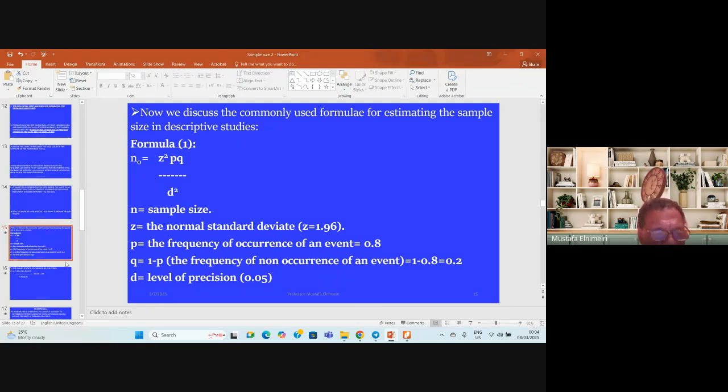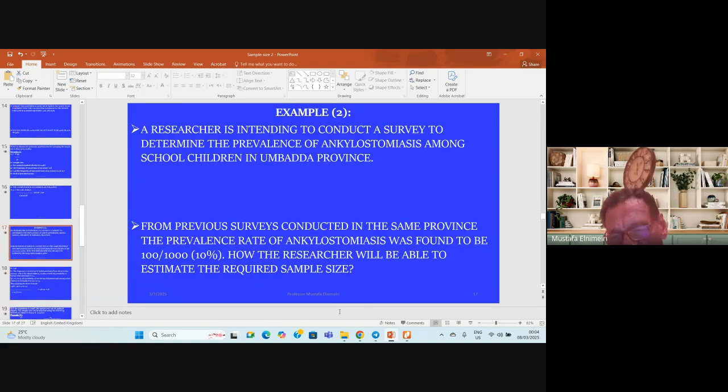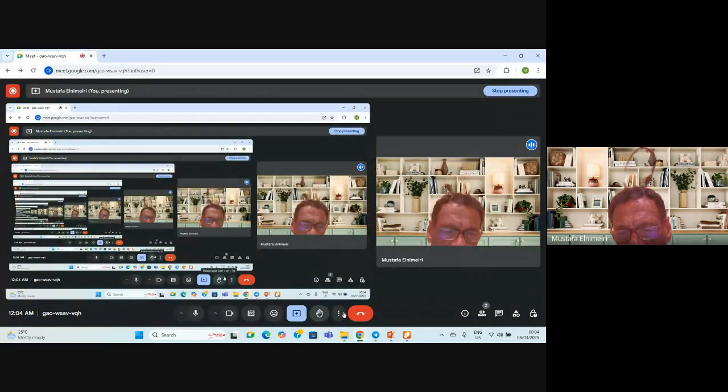And then you can easily calculate the sample size. n is equal to 1.96 multiplied by 1.96 multiplied by 0.8 multiplied by 0.2 divided by 0.05 multiplied by 0.05, which is equal to 246 approximately. Then we have another example so that we can apply the formula.